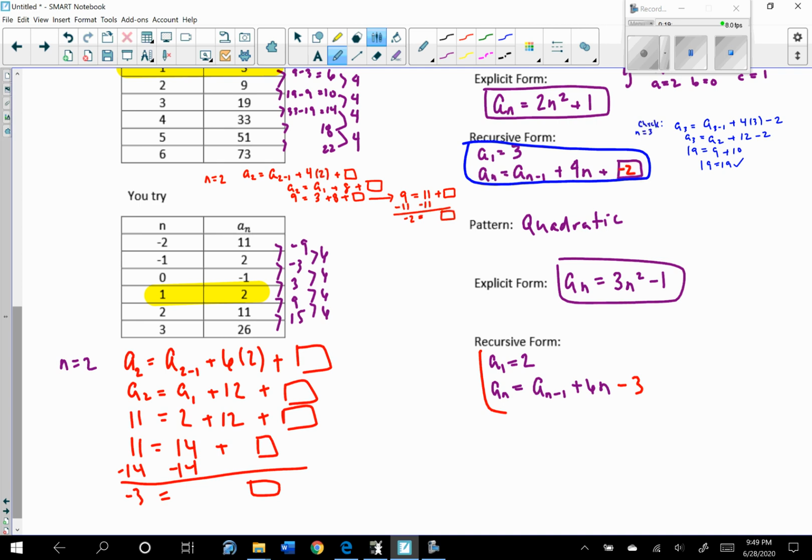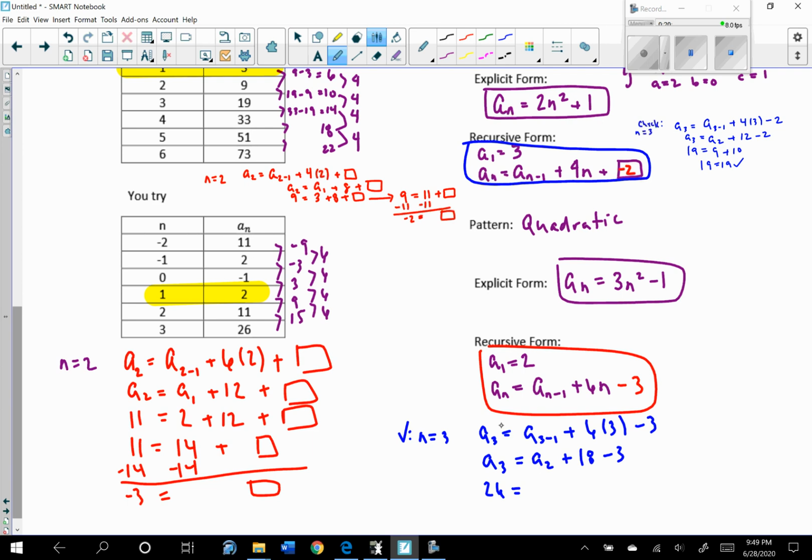And so we can check our work again by using the third term. So we could do n equals 3 to check our work. A sub 3 equals a sub 3 minus 1 plus 6 times 3 minus 3. A sub 3 equals 3 minus 1 is 2 plus 6 times 3 minus 3. And so our third term we know from our table is 26. Our second term from our table is 11.